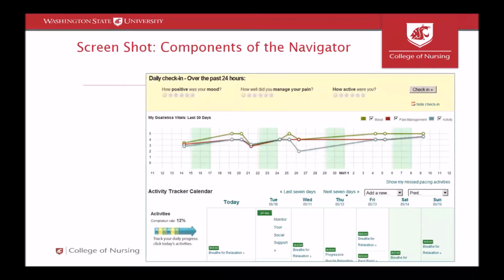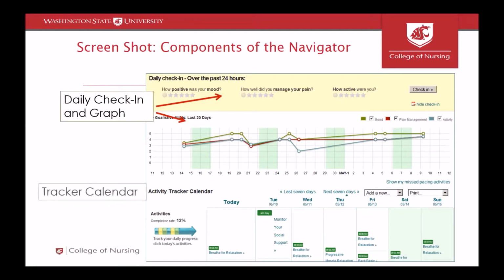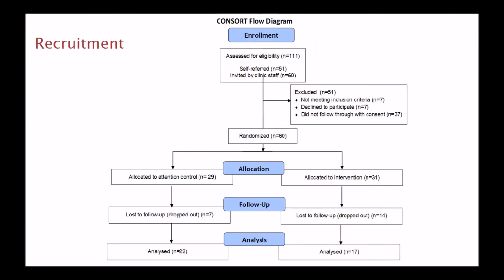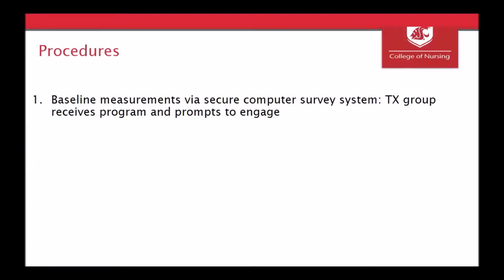The program also has a navigator where you can check in daily, rating your pain and your mood and your activity level. There's a calendar where you can add activities to try to make goals for yourself and meet those goals. This is just a flow diagram of our enrollment. We ended up randomizing 60 people. We had a bit of attrition as we expected with this population. It's never an easy population to keep in studies, and we ended up with 22 analyzed in attention control and 17 in the treatment group.